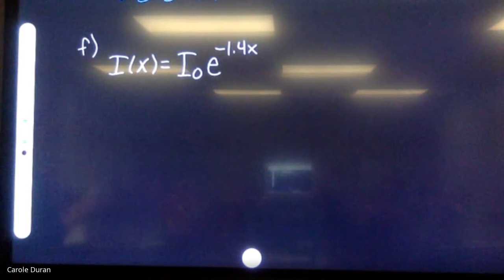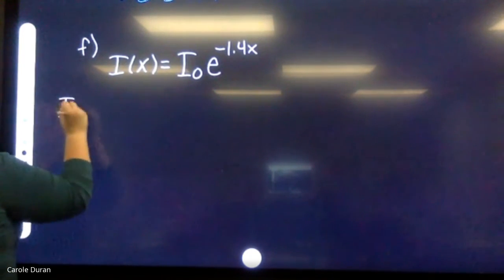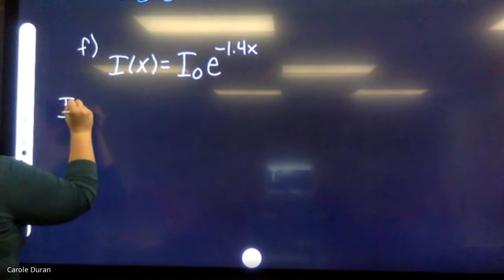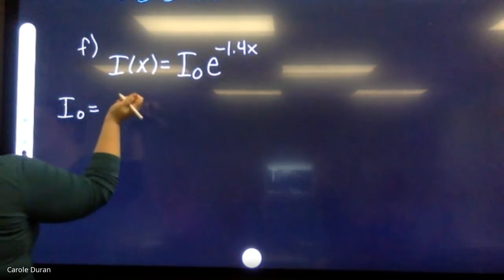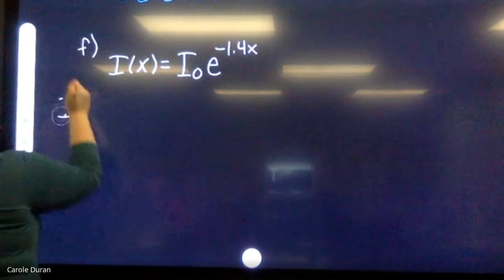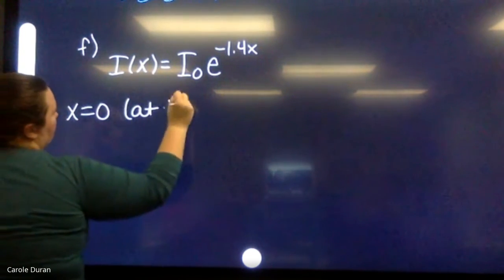It wants to know at what depth the intensity is 1/2 of its value at the surface. We're assuming that at the surface, x equals 0.